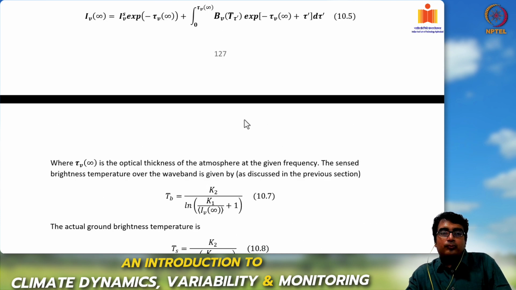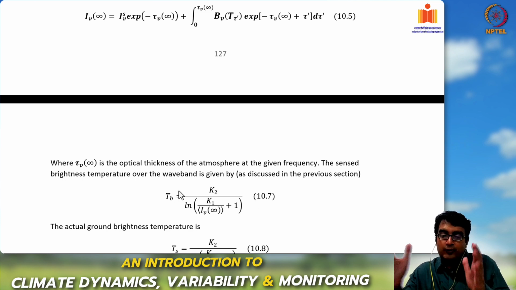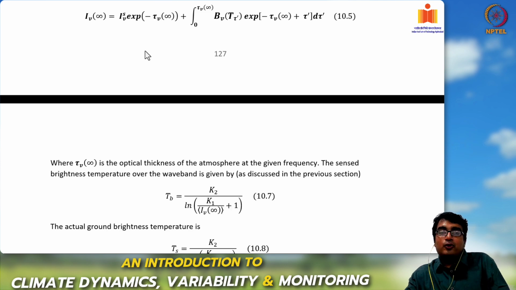Now, the sensed brightness temperature over the wave band is given by this expression here. We already discussed this. So if we have a given wave band in the IR radiation, then the sensed brightness temperature at the satellite end is K2 by log of K1 by the average radiation intensity over this frequency band at the top of the atmosphere plus 1, and K2 and K1 are given by the satellite manual itself for the detector. Okay. So if you know I nu infinity, you can evaluate the brightness temperature that the satellite is getting. So this value we already know.